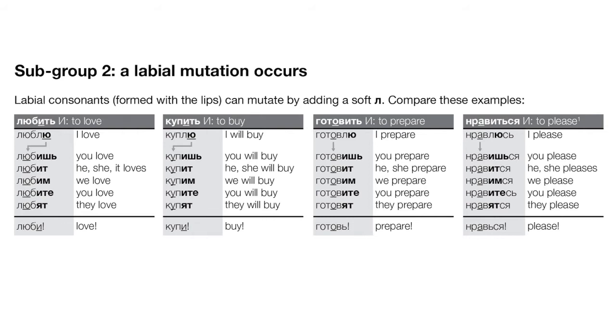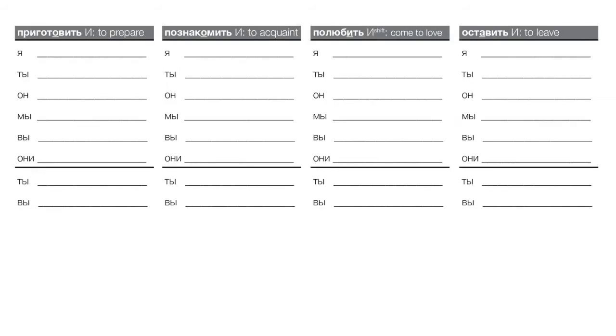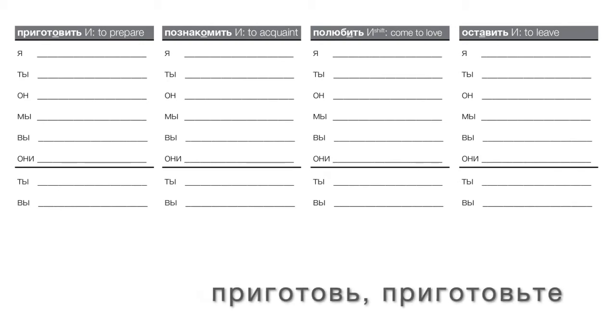Нравиться, here's an example with a reflexive particle. Нравлюсь, нравишься, нравится, нравимся, нравитесь, нравятся. And the imperative would be нравься. It would be very unusual, but that's what it would be. Okay, so let's do a few of these labial mutations. Приготовить. Я приготовлю. Ты приготовишь, приготовит, приготовим, приготовите, приготовят. And imperatives would be приготовь, приготовьте.